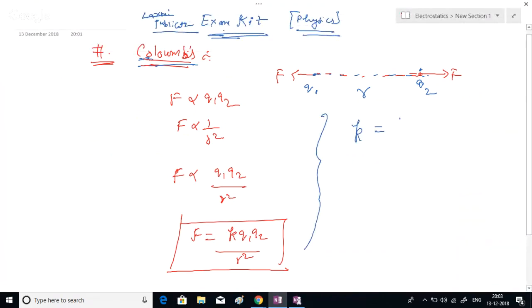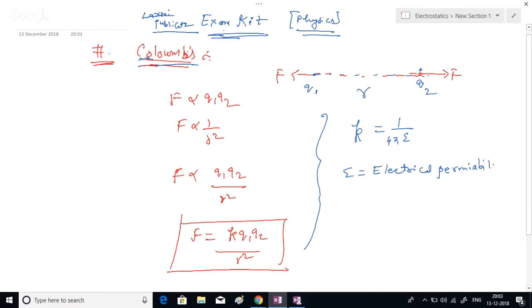Now K is equal to 1 upon 4 pi epsilon. And what is epsilon? Epsilon is the electrical permeability of the medium. It tells how much the medium is capable, or how effective the medium is, to execute this force. This is what is decided by epsilon.